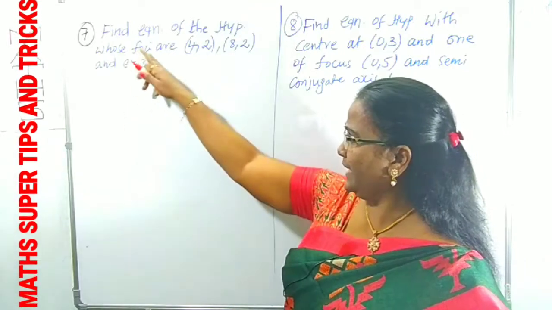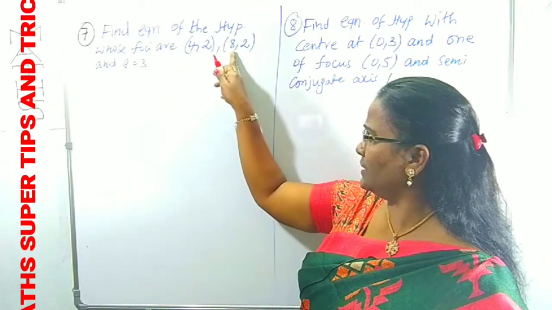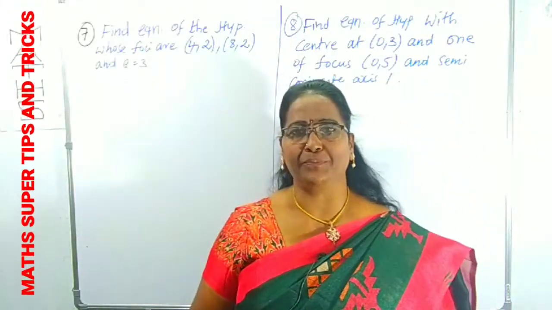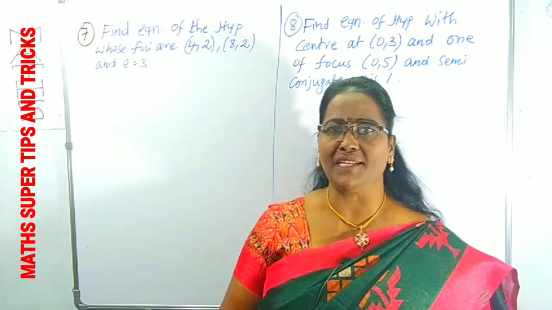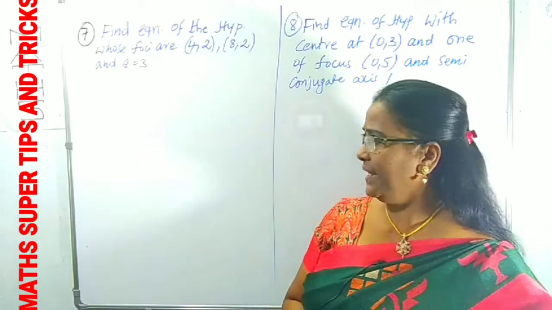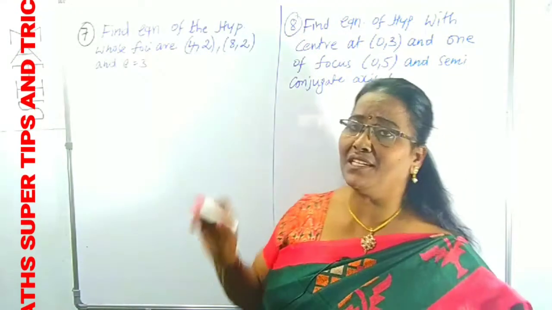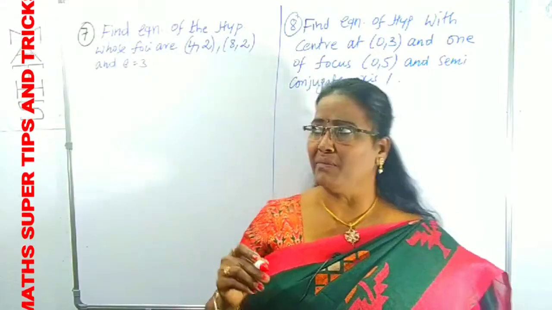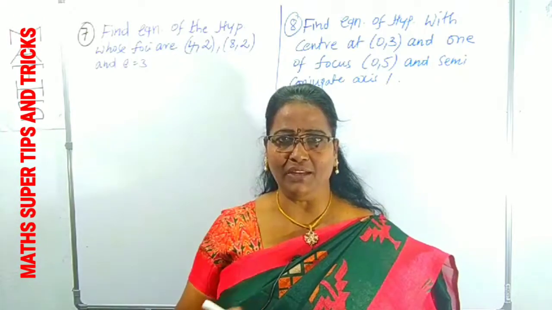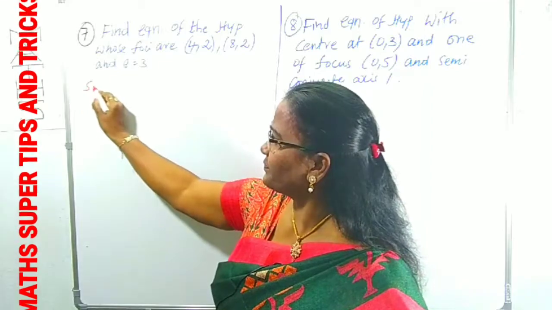First sentence: find the equation of the hyperbola whose foci are (4, 2) and (8, 2), along with eccentricity 3. The foci as well as the eccentricity are given. By using these, we can find the hyperbola equation. So here the foci are not at plus or minus a comma 0, which means clearly the center is at some (h, k). That will be very clear. And also e is given as 3.